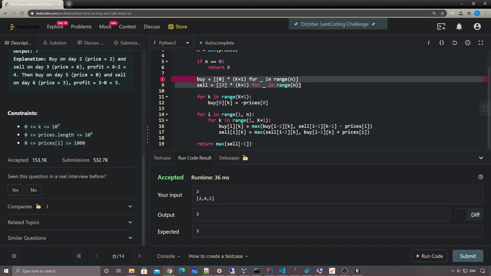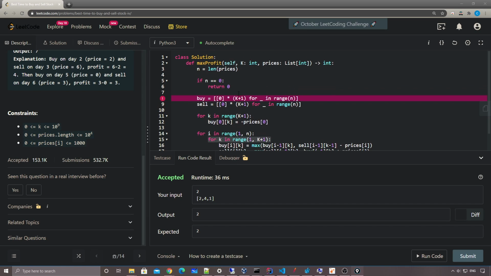And not only the memory, but when we do the loop here, it will definitely TLE, because this is n times k, and k itself is 10 to the power of 9. So to handle this part, what can we do?